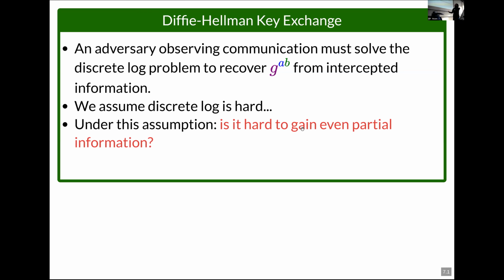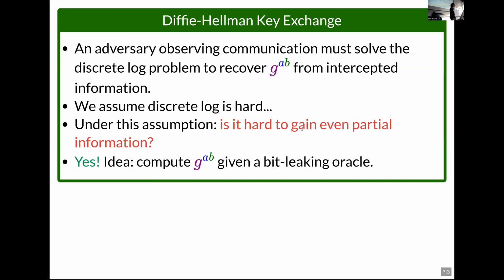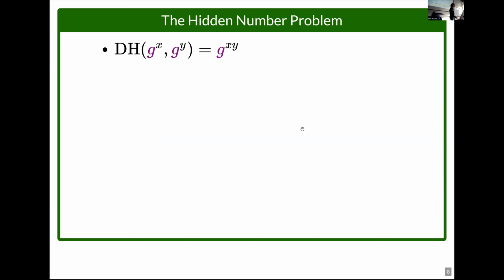But even under the assumption that discrete log is hard, is it possible to gain partial information about this secret key? The answer is that it's hard to gain partial information. So the idea is that we'll reduce the problem of solving for this G to the AB given a bit-leaking oracle. We have this Diffie-Hellman function here. This is essentially what we're trying to compute. Given G to the X, G to the Y, this function gives you G to the XY.